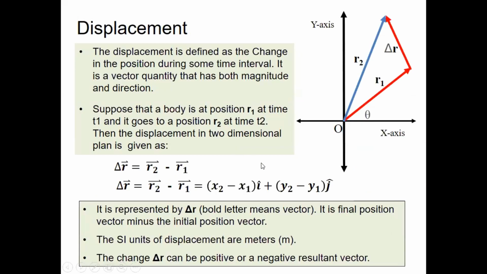We will go through displacement in our next lecture, but very briefly I must say that displacement is defined as the change in position over some time interval, and it is a vector quantity which has both magnitude and direction. So if I move from this position to another position, this is displacement. I was here at position vector r1, and then I move towards the r2 position, then the displacement is this delta r. We will go through this again in our next lecture.